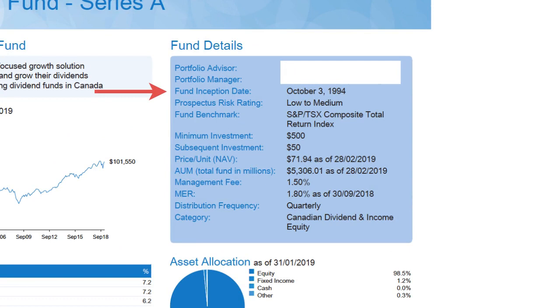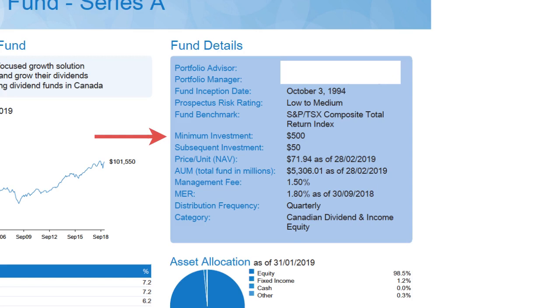Now, the inception date lets us know how long the fund has been around for, and in this case, this one started back in 1994. Risk ratings usually range from low to medium, medium to high, and high, and this particular one is low to medium. The benchmark is what the fund managers are trying to beat. Their goal is to generate a higher return than what this index is going to generate on an annual basis.